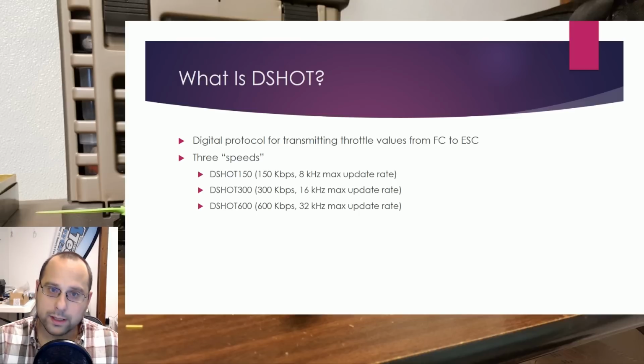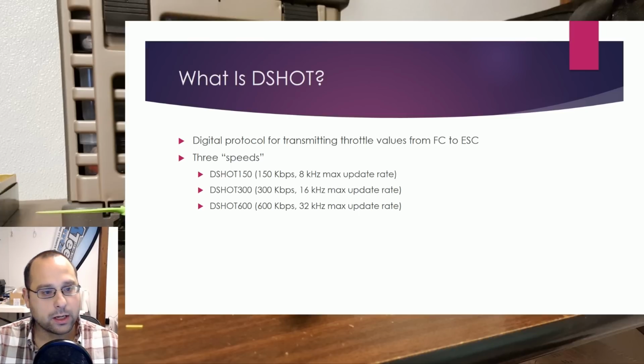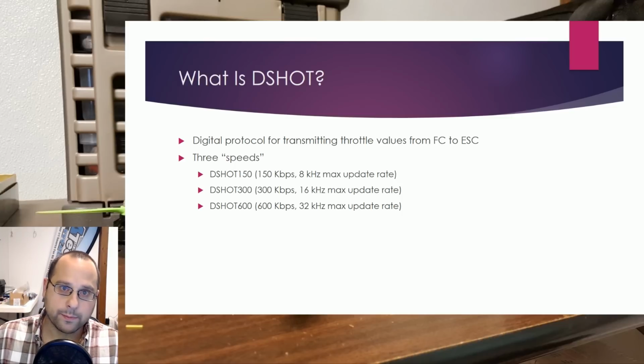Alrighty then, what is Dshot? Dshot is a digital protocol for transmitting throttle values from the flight controller to the ESC. And Dshot comes in 3 speeds, Dshot150, Dshot300, and Dshot600, where 150 is the slowest and 600 is the fastest, at 8, 16, and 32 kilohertz maximum update rate.